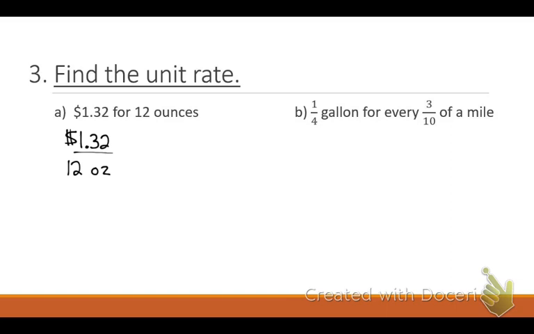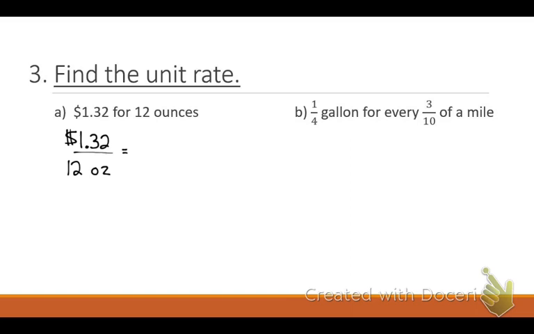You will be allowed to use calculators on this test, okay? However, think about it. $1.32, 132 divided by 12. Okay, and then put in your decimals. You might be able to do that mental math. You can use your calculators to double check. $1.32 divided by 12. Then 2 decimals in your answer.